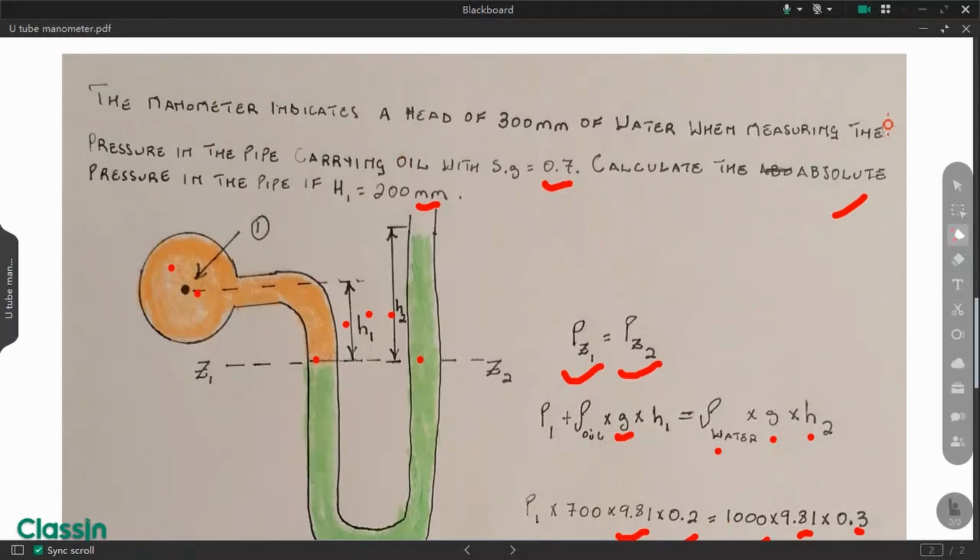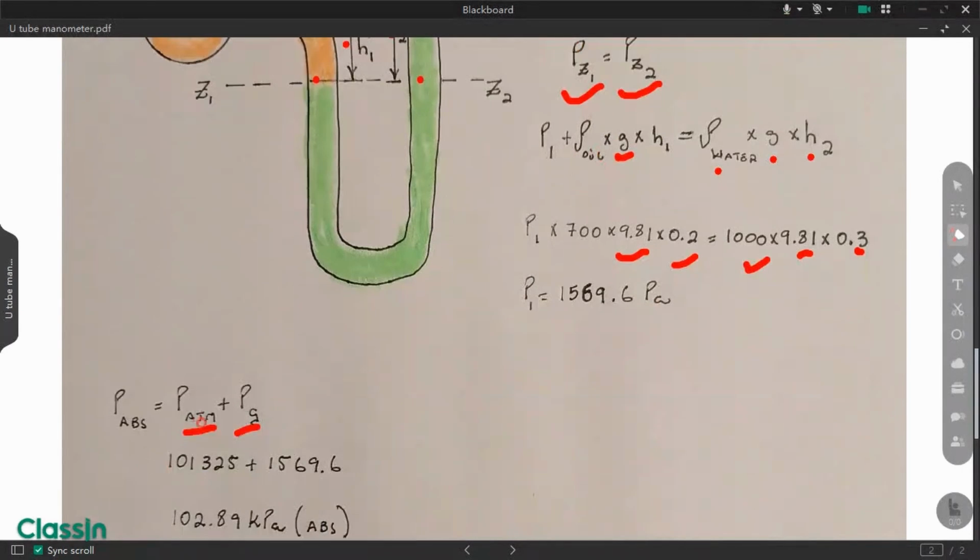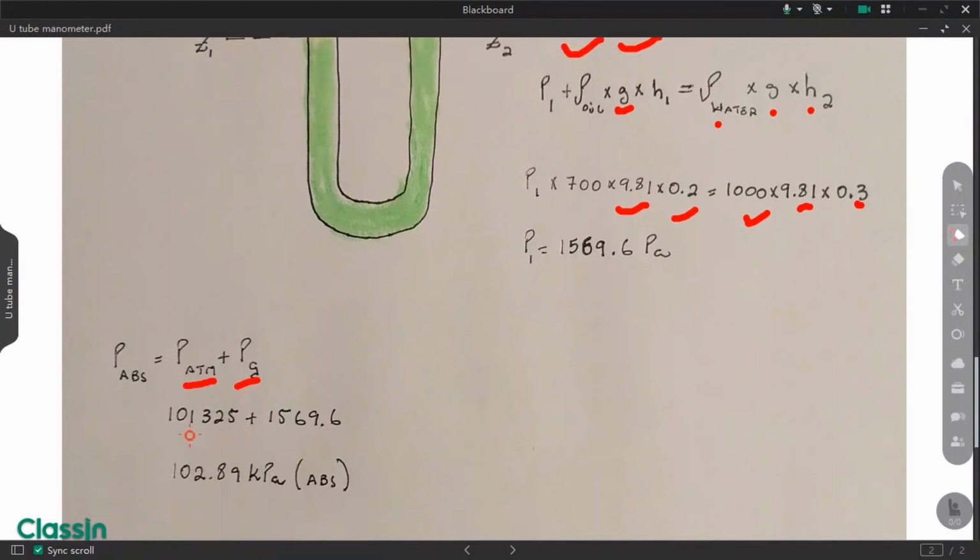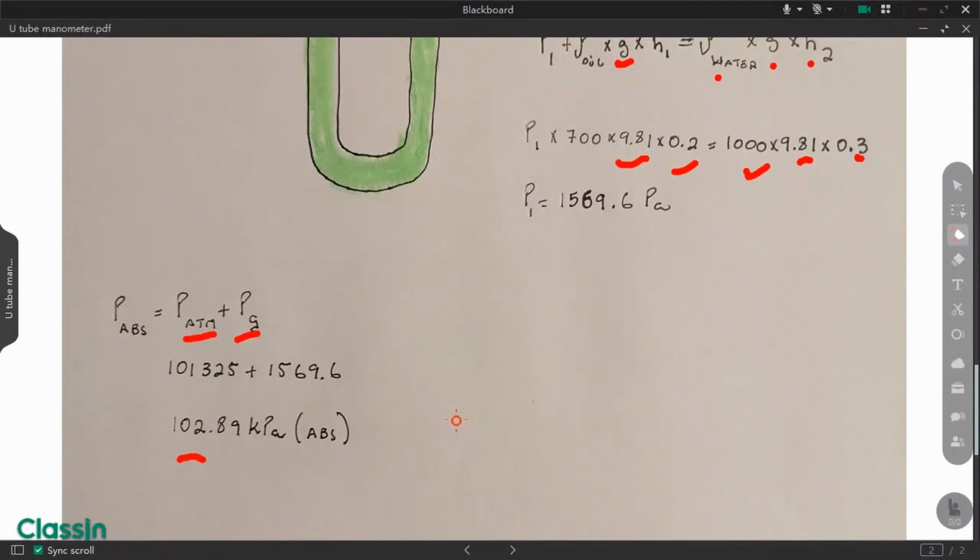So remember, the question wants us to calculate the absolute pressure. We know absolute pressure is atmospheric pressure plus the gauge pressure. So the atmospheric pressure is 101,325 plus 1,569.6, and then the absolute pressure at that point inside the pipeline is 102.89 kilopascals. So that's the absolute pressure.